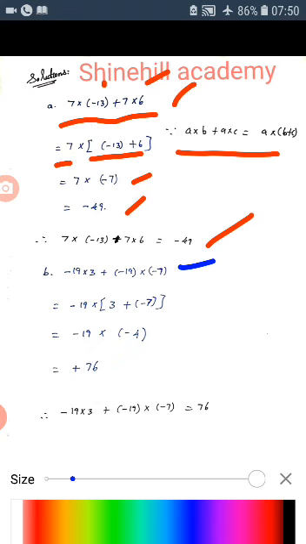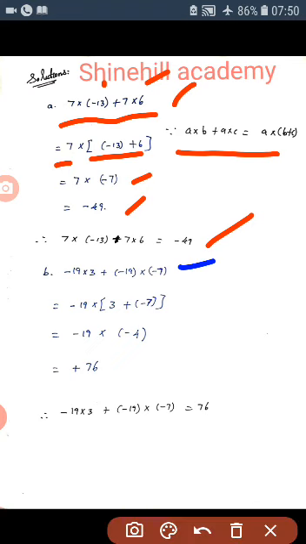B question: minus 19 into 3 plus minus 19 into minus 7. The number minus 19 is common to both terms, so take minus 19 out, into 3 plus minus 7. Simplify the bracket.